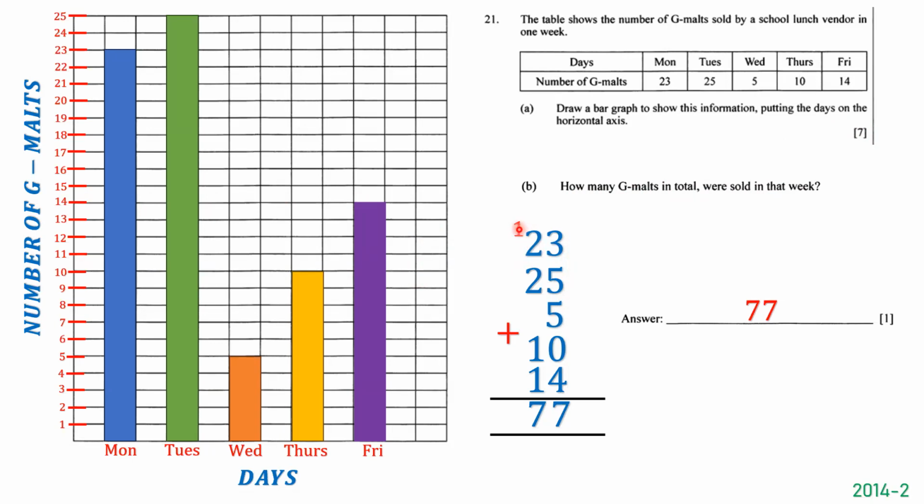2 plus 1 is 3. 3 plus 2 is 5. 5 plus, again, 2 plus 1 is 3. 3 plus 2 is 5. 5 plus 1 is 6. 6 plus 1 is 7. So the answer is 77. So that means that there were 77 Gmalts sold that week.